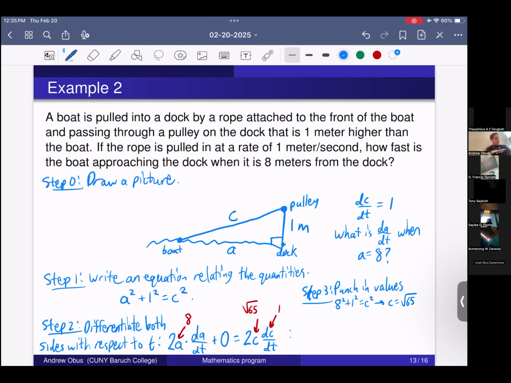So what does the equation become? It becomes, or sorry, 2 times 8 times dA/dt equals 2 times the square root of 65 times 1. If you solve this for dA/dt, you can cross out the 2's from both sides, and what you're left with is dA/dt equals the square root of 65 over 8. This is a speed, so the unit is going to be meters per second.